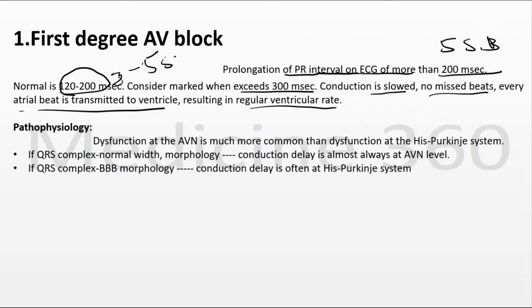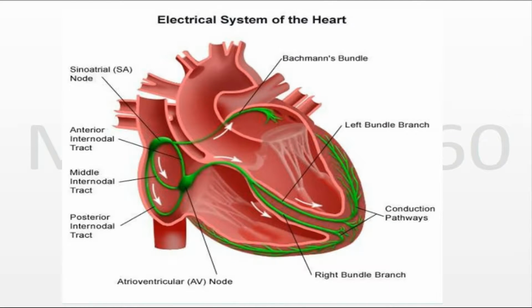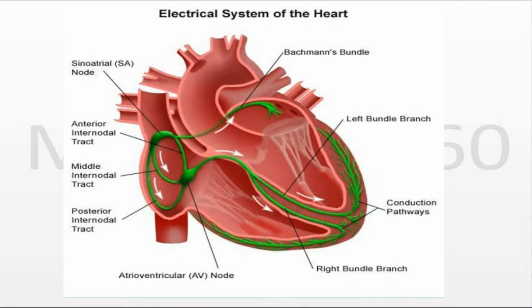Now we will discuss pathophysiology. Before we discuss the pathophysiology, I would like to discuss the conduction system of the heart. Now we will discuss the normal electrical activity of the heart. First of all, electrical activity, or heart automaticity, is generated in the SA node.